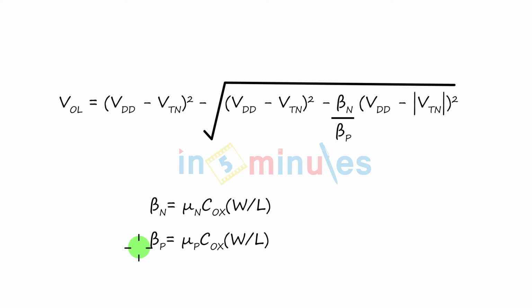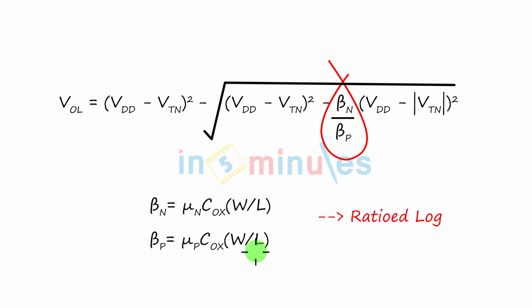What I only want to draw your attention to here is that the VOL value depends on the ratio of beta n and beta p. Is that clear? And this beta n and beta p in turn is dependent on W by L of n and W by L of p. So your final VOL, higher or low, will depend upon the ratio of beta n and beta p, which is directly proportional to W by L. So this is also called ratioed logic. I hope you understood why it's called ratioed logic.